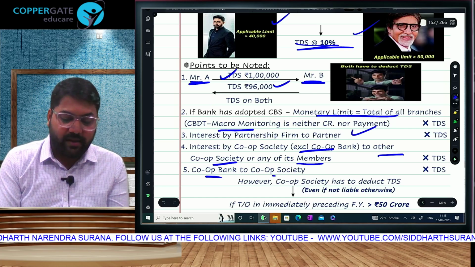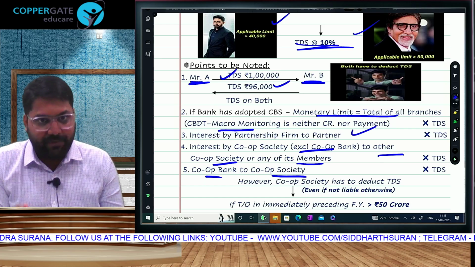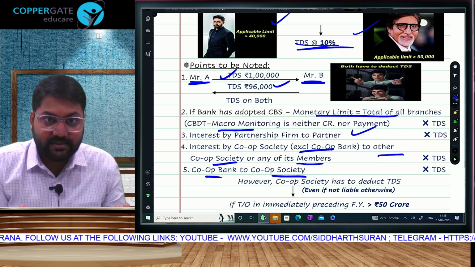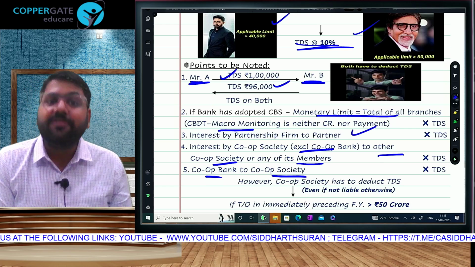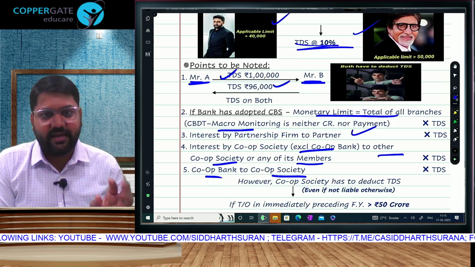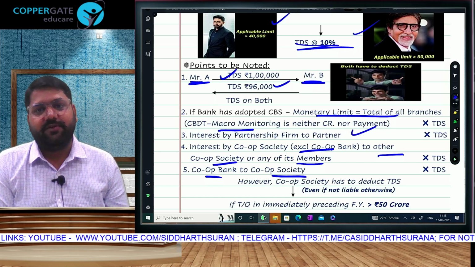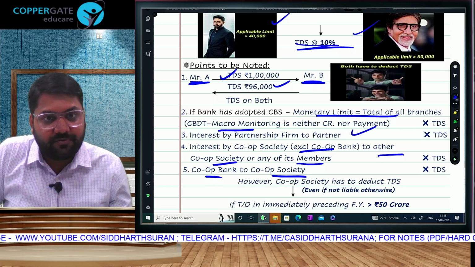But if a bank is paying to a society, there will be no TDS. Meaning cooperative bank to cooperative society, no TDS. But to its own members and outsiders, yes, TDS. And other societies, when they are paying interest, then for outsiders yes TDS, for own members and cooperative society no TDS.